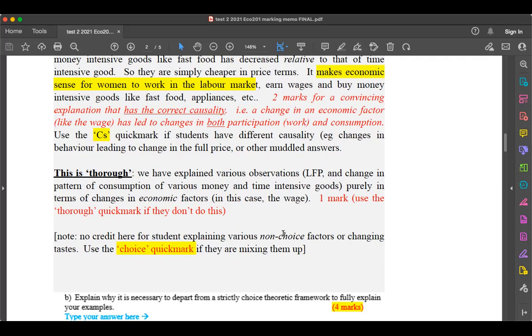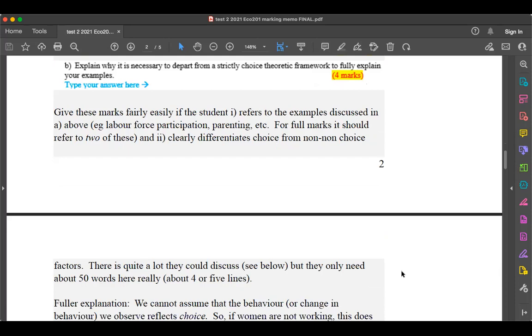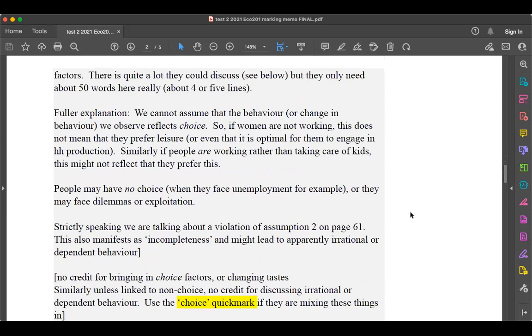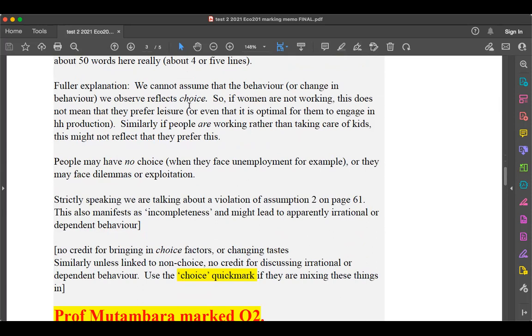So then we'll move on to the next part. I think you're still going to cover this, but I also think, Jorge, it's important to pay attention to what's being said. So explain why it is necessary for one to depart from a strictly choice theoretic framework to fully explain the aforementioned examples, right? So we cannot assume that the behavior or change in behavior that we observe reflects choice.